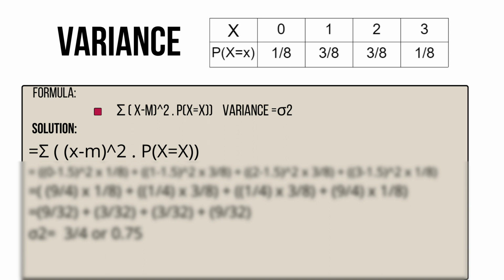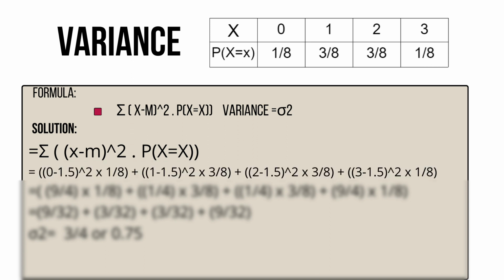Let's proceed to finding our variance of the given table. Our solution will be, first, substitute summation of x minus mu squared multiplied by P of x. First, let's have this step by step. X, 0, which is the first x or the first frequency, minus our mean, which is 1.5, squared, multiplied by 1 over 8.